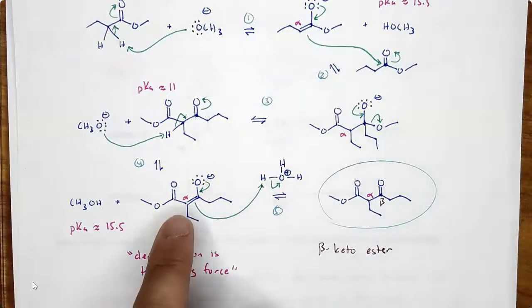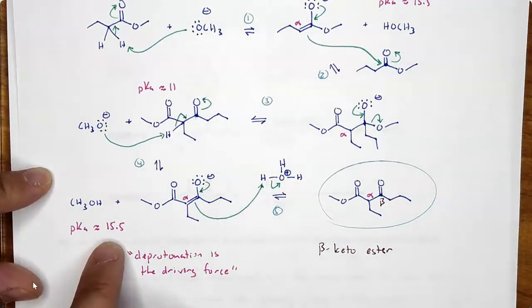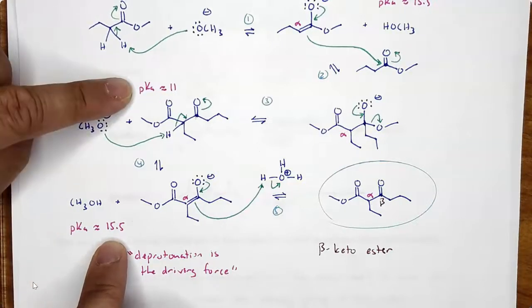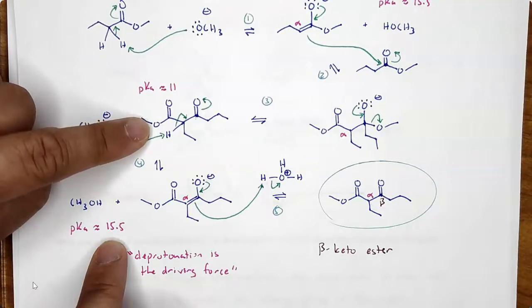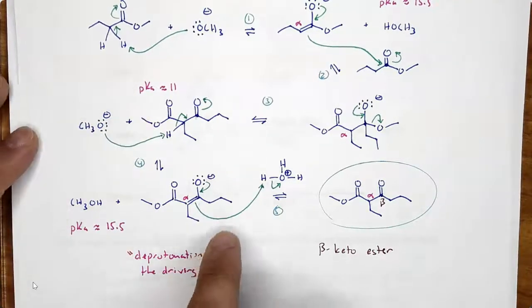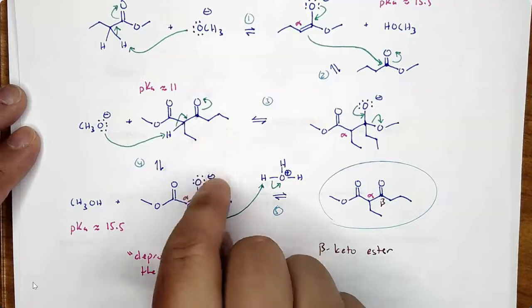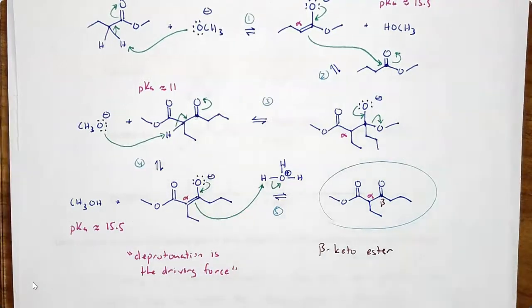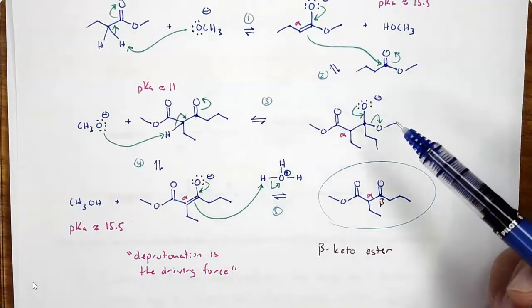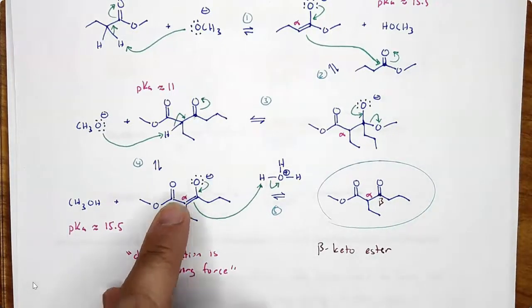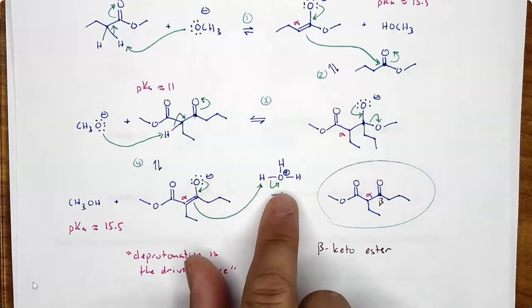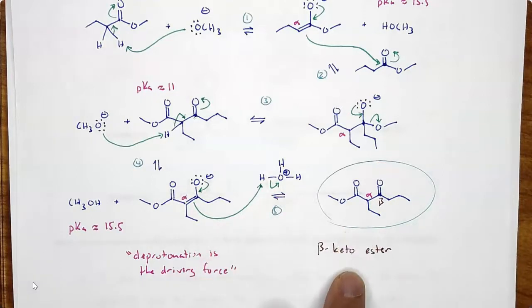When you get to this point here, again, because the pKa is relatively higher than the starting beta keto ester, it's not going to reverse, or it's not going to reverse in appreciable amounts. You could trap this and you could isolate it, and then go ahead and add your acid to make your final beta keto ester.